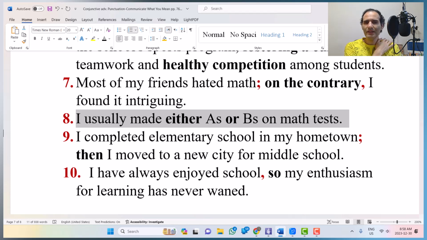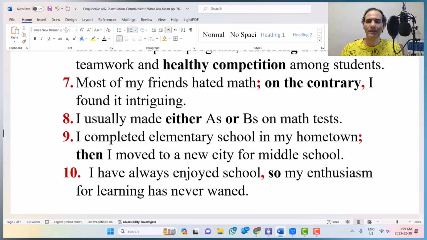I usually made either A's or B's. It is the plural of A, plural of B. So it means that this person's math was really good. So I usually made, so make A. I made an A on my math. I made an A on my literature or whatever. So I usually made either A's or B's on my math test.